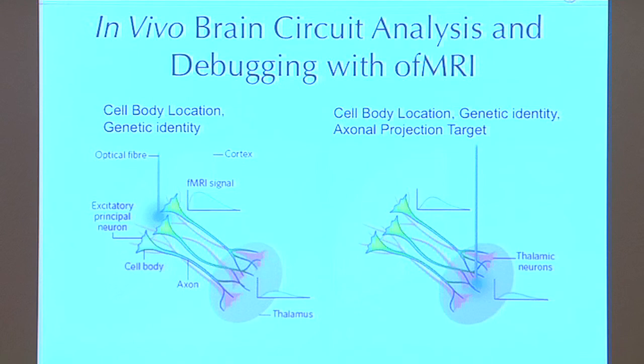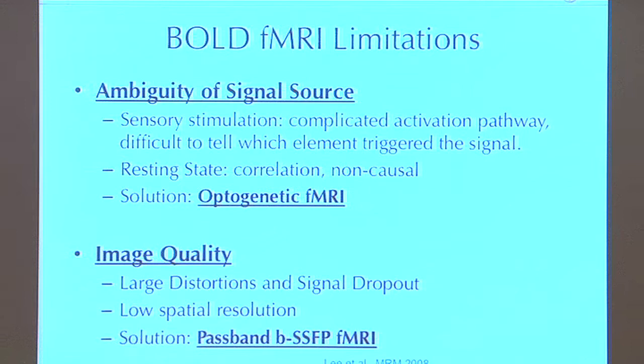And so taking a step back now and looking at this all from the BOLD functional MRI perspective, there are a few limitations of BOLD functional MRI, despite its popularity due to the fact that it allows us to study the human brain non-invasively. Some of the main limitations include the ambiguity of the signal source, where traditional sensory stimulation makes up complicated activation pathways, making it difficult to tell which element triggered the signal. While resting state fMRI provides interesting insights into the connectivity of the brain, it relies on correlation, not providing us with any causal information.